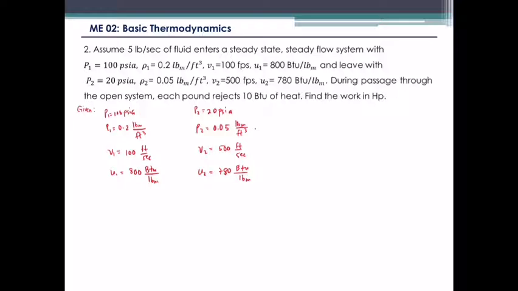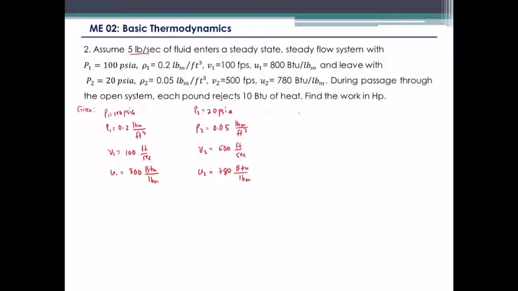We have each pound rejects 10 BTU of heat. 10 BTU, because each pound, so 10 BTU per pound mass. By the way, earlier we also have pounds per second, 5 pounds per second.